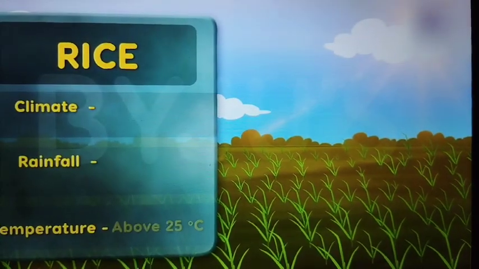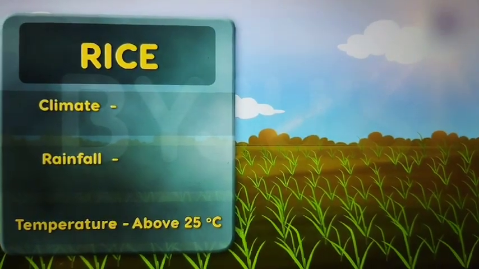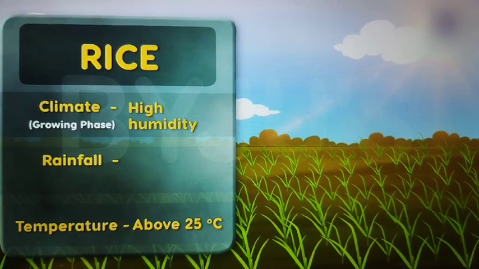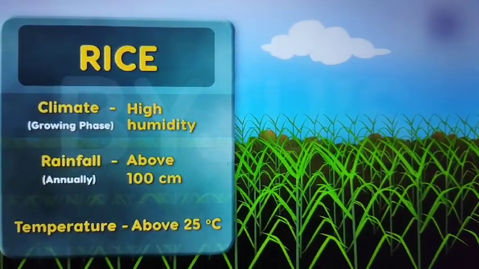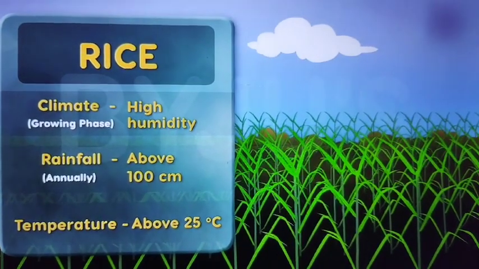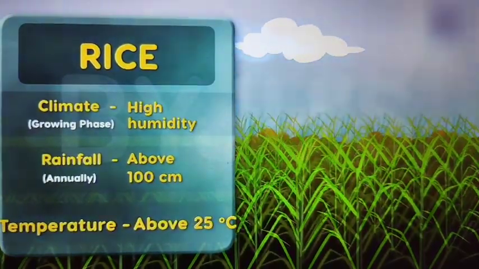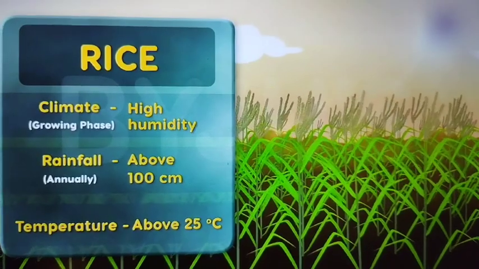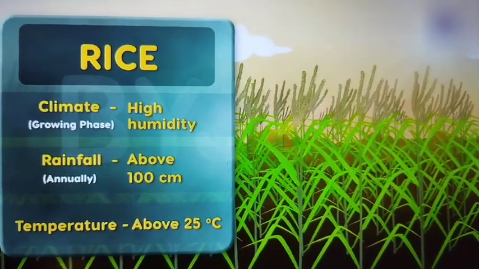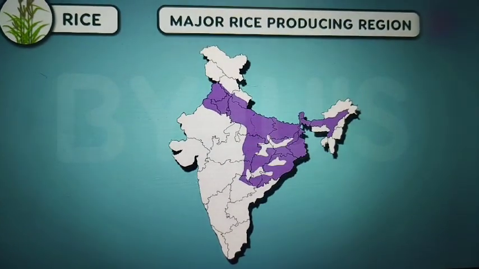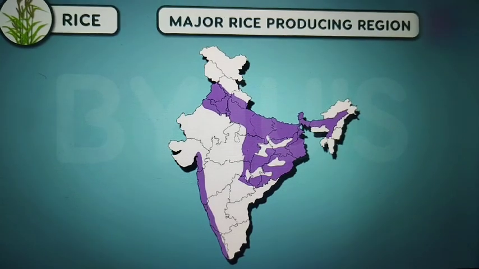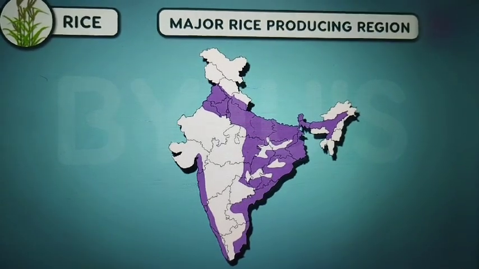Rice requires high temperature above 25 degrees Celsius and high humidity with an annual rainfall above 100 centimeters to grow. Rice is grown in places where these conditions are present. The existence of these conditions helps in cultivation of rice in places such as the plains of North and Northeastern India, coastal areas, and deltaic regions.